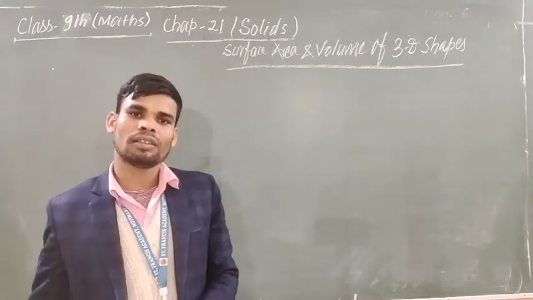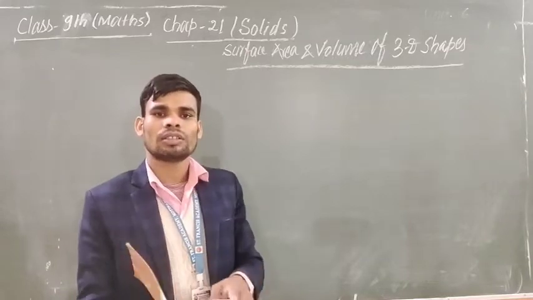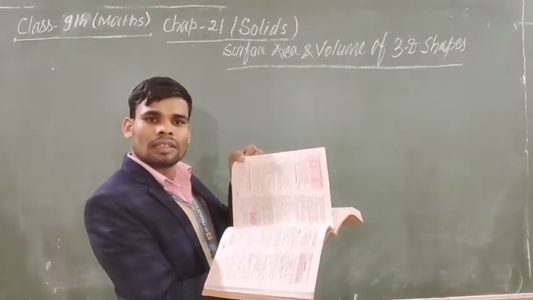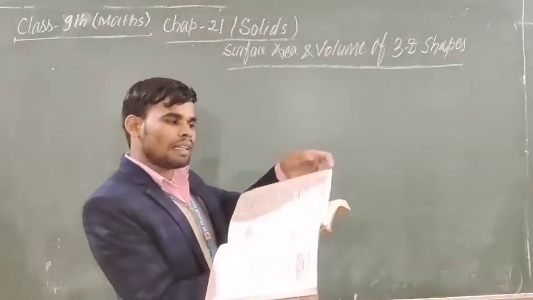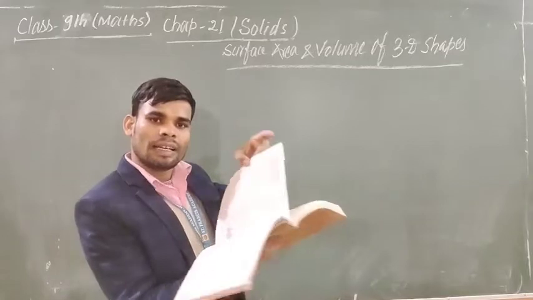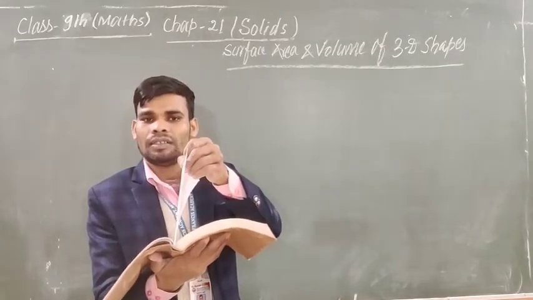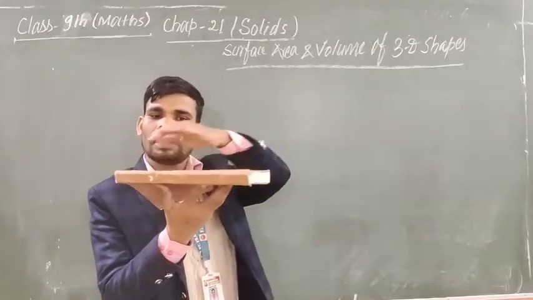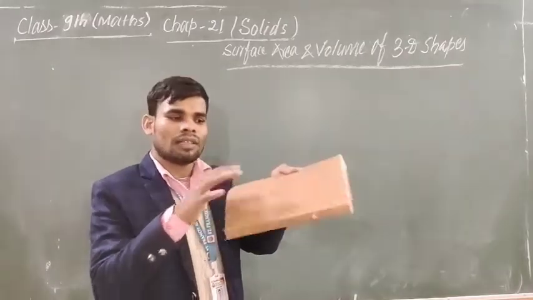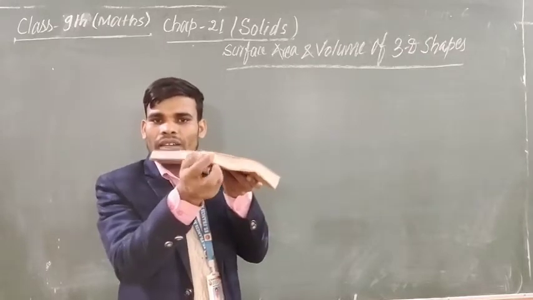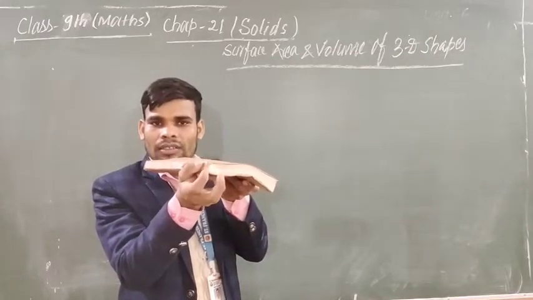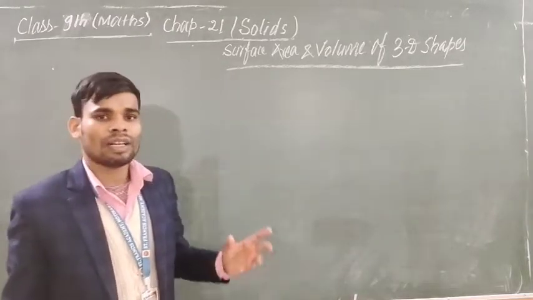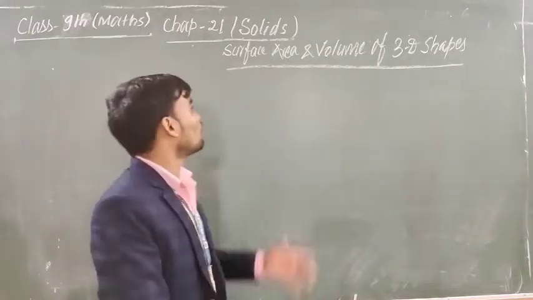For example, if I talk about a piece of paper, this page, it is two-dimensional because it has length and breadth only. It has negligible height. But if I talk about this book, you see it has three dimensions: length, breadth and width, or you may call it height. Got it? Okay.